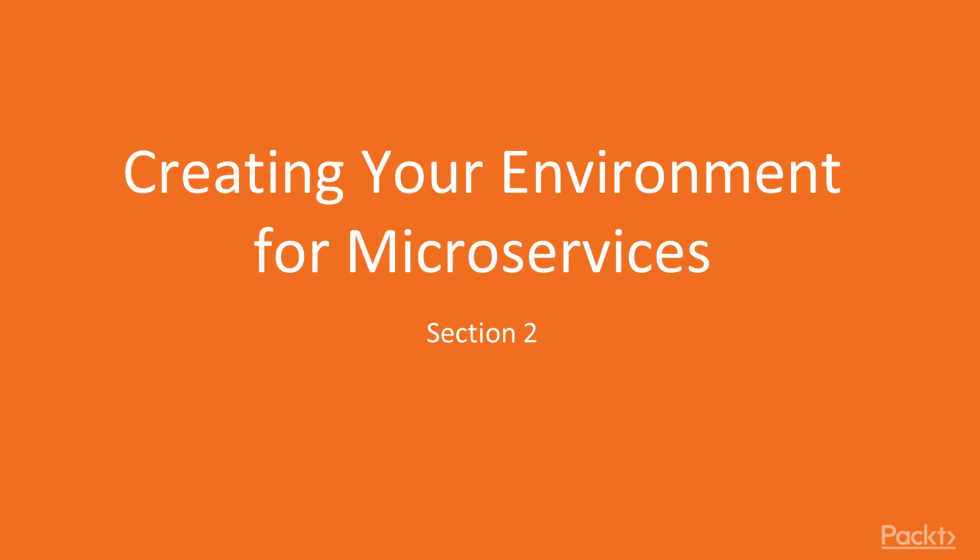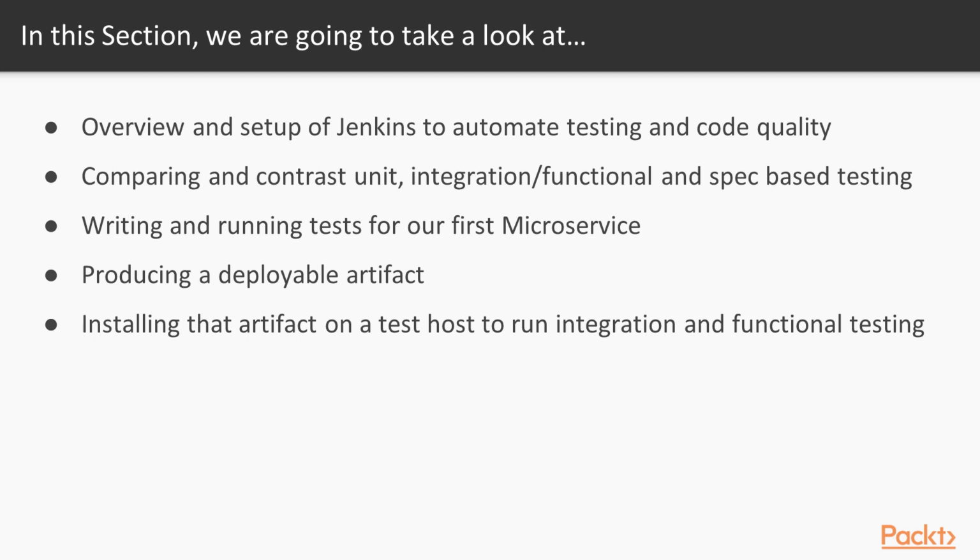In this section, we'll be creating our environment for microservices. And we're going to start with an overview and setup of Jenkins, which is going to help us automate testing, code quality, and building. We're then going to compare and contrast unit, integration, functional, and spec-based testing, and start to form our opinions as to what would be the most appropriate testing for this microservice.